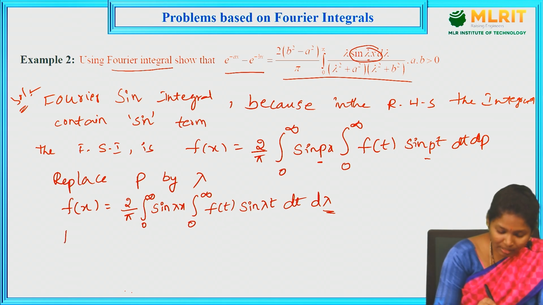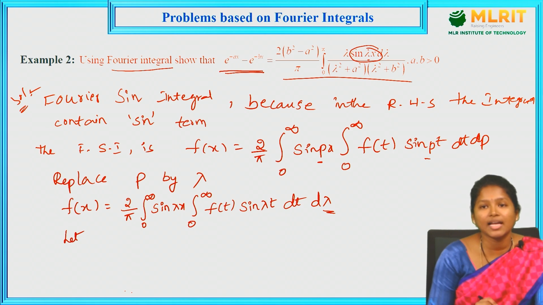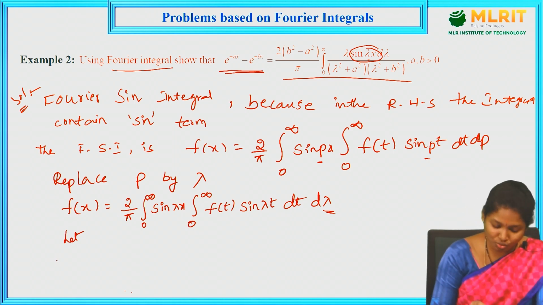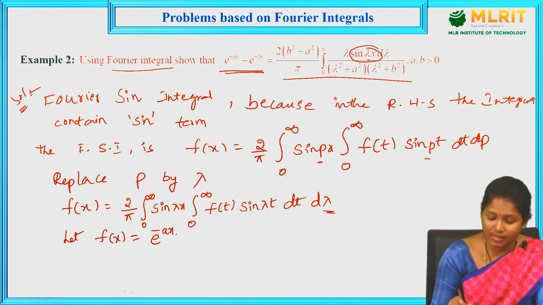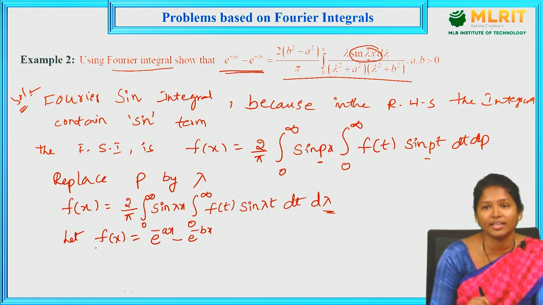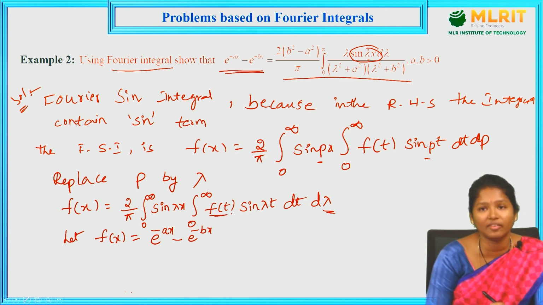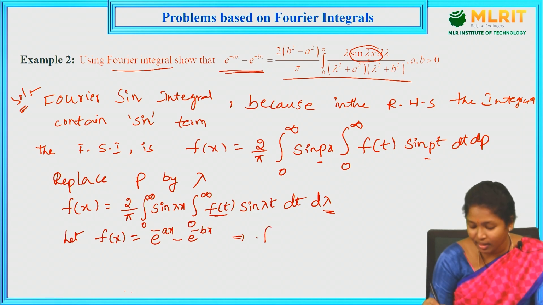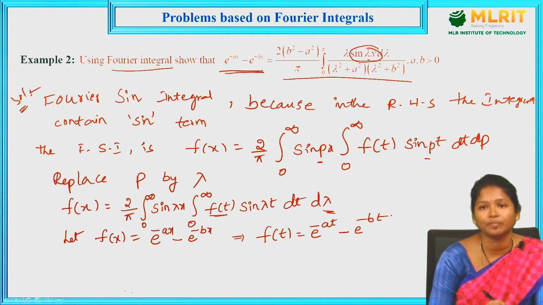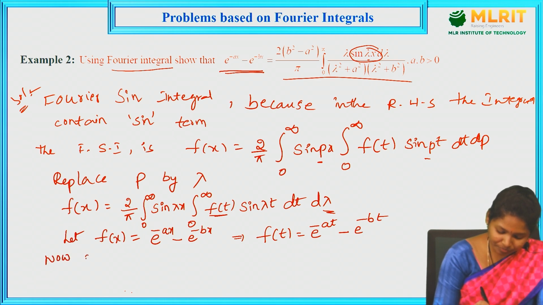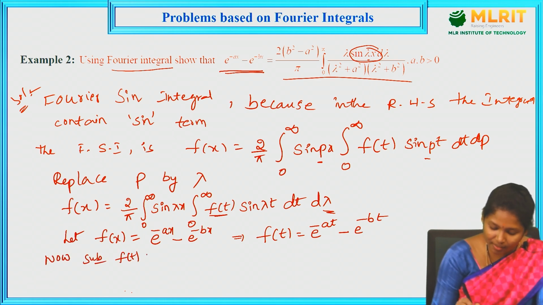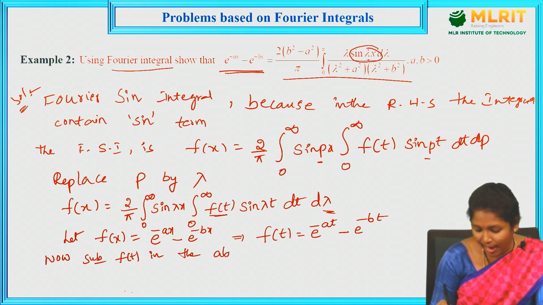In the problem, the left hand side term I have taken as f of x. So f of x equal to e power minus ax minus e power minus bx. But in the formula f of t is given, right? So I will substitute t in place of x. I will get f of t equal to e power minus at minus e power minus bt. So now I substitute f of t in the above formula.